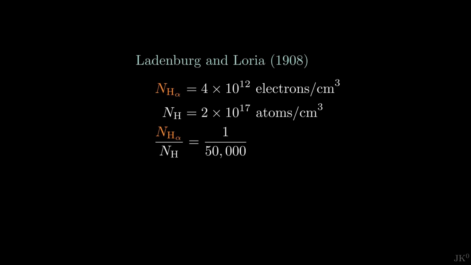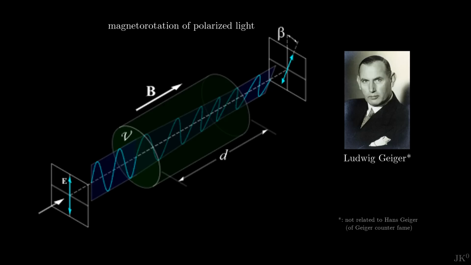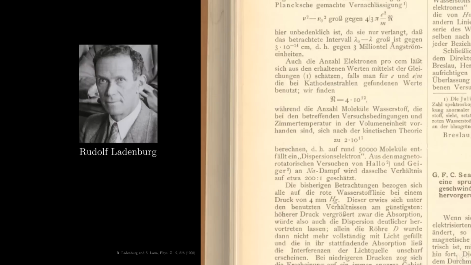This was a complete mystery that added to a similar feature reported the previous year by Ludwig Geiger in Göttingen, who found that in the process of magnetorotation of polarized light in sodium, only 1 in 200 electrons was active. Ladenburg considered this to be an important observation that could lead to a better understanding of the microscopic process.